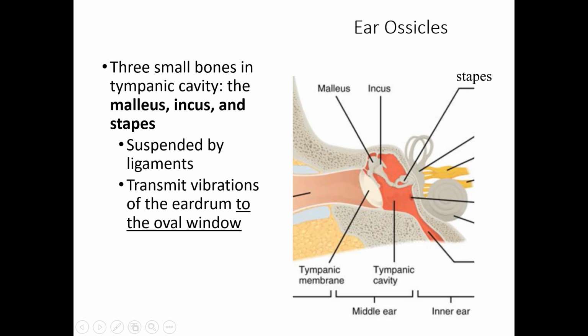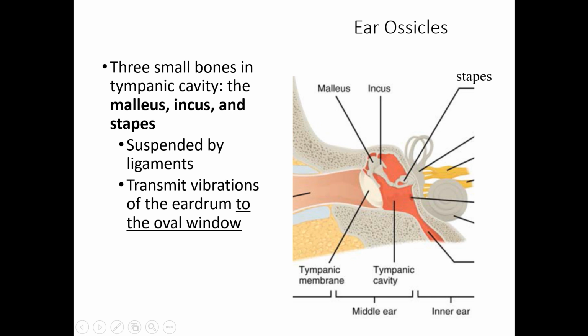Ear ossicles are three small bones in the tympanic cavity. They are called malleus, incus, and stapes. Malleus, one side of it is attached to the tympanic membrane. Another side attaches it to incus. Incus is between malleus and stapes, and stapes is sitting on the oval window.